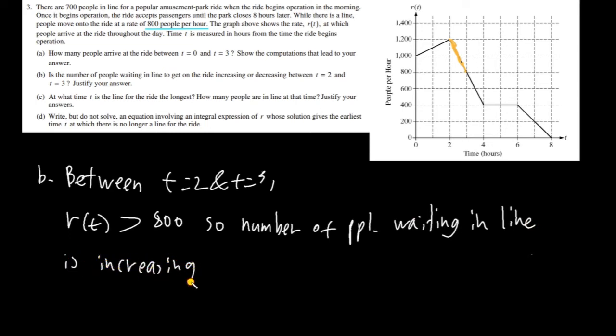But that makes sense. The number of people who are coming into the line is more than the number of people who are going out of the line, so the number of people waiting in line is increasing. It's like if you have more water coming into the faucet than water leaving, the sink is going to fill up. Okay, so this was part B. This was simply 1 point for the correct answer.